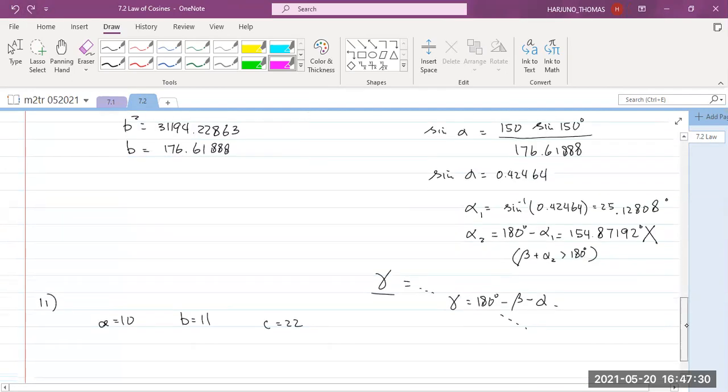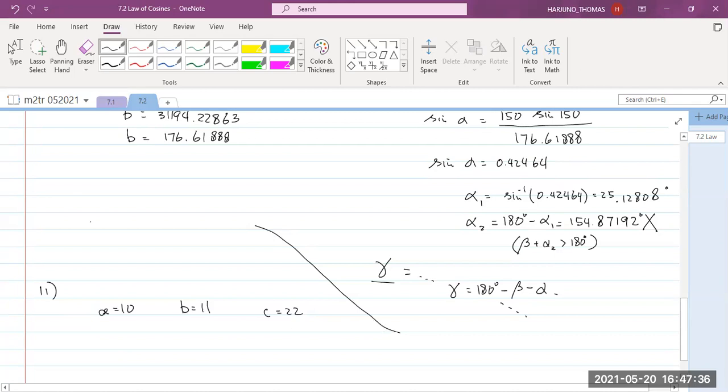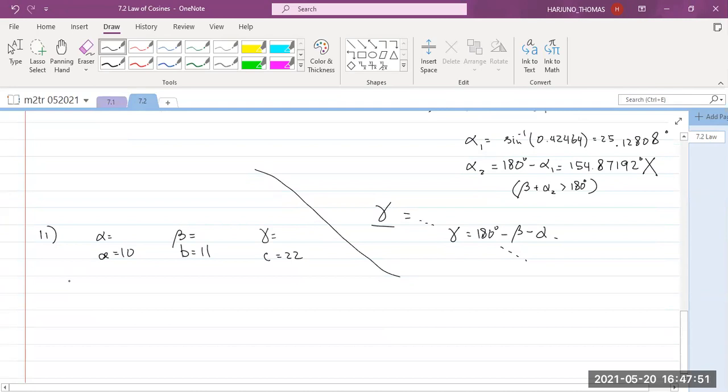Then number 11. You need to find angle alpha, angle beta, angle gamma. Now let me use law of cosine first and show you that this is impossible. But you will see that that's actually hard work. Why? Suppose I want to find angle gamma.